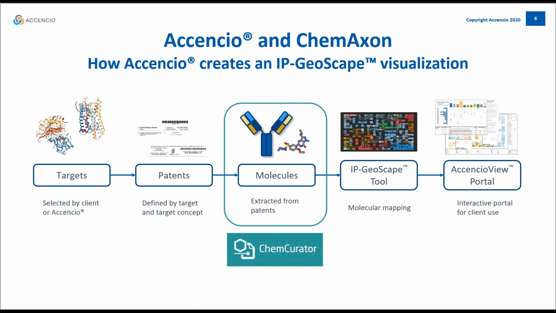And because of this, we can use our proprietary molecular quantization and mapping algorithms to produce the IP Geoscape visualizations that Kevin Brown has just shared with you. These visualizations are then mineable in our Accencio View platform. So after that brief explanation of how we create our IP Geoscape visualizations and the role of ChemCurator, I'd like to hand it over to Árpád, who's going to tell you a little bit more about the ChemCurator product.